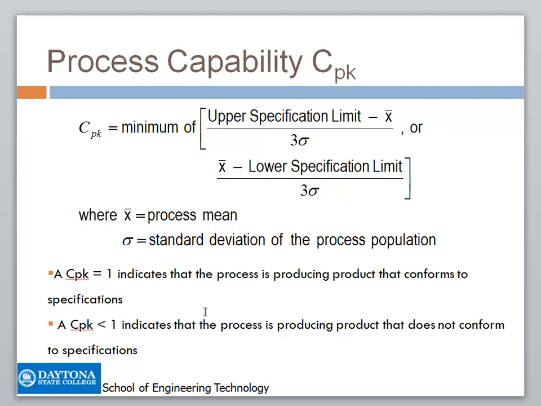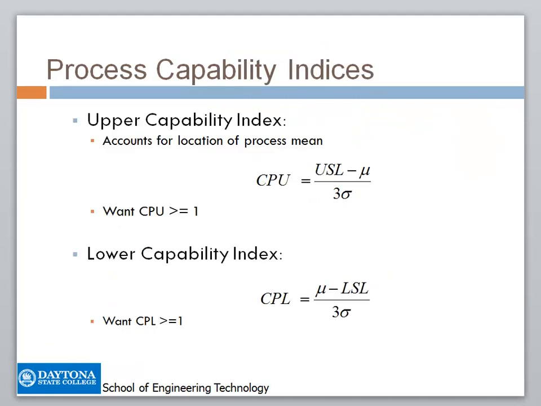But if the CPK is less than 1, that indicates that the process is producing product that does not conform to a specification. So we're always looking for a CPK equal to 1 or greater. We also can calculate the upper capability index, which is the CPU and is the upper specification limit minus the process mean, divided by 3 sigma, and we want a CPU greater than or equal to 1. And we can also calculate the lower capability index, which is the process mean minus the lower specification limit divided by 3 sigma, and we also want the CPL greater than or equal to 1.